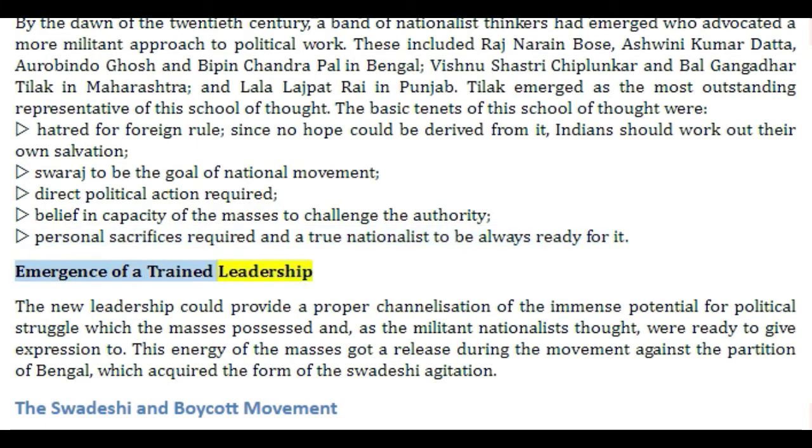Emergence of a trained leadership. The new leadership could provide a proper channelization of the immense potential for political struggle which the masses possessed and, as the militant nationalists thought, were ready to give expression to. This energy of the masses got a release during the movement against the partition of Bengal, which acquired the form of the Swadeshi agitation. The Swadeshi and boycott movement.